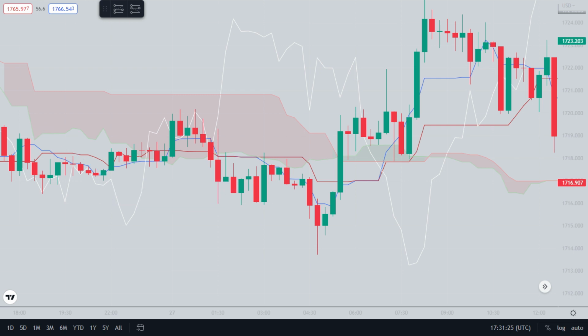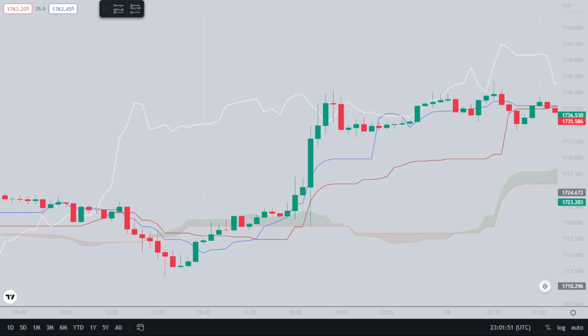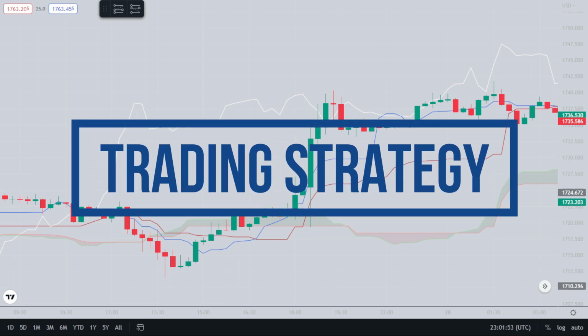The fifth and last indicator is the leading span B. This line forms the other boundary of the cloud, and is calculated by taking the midpoint between the highest high and the lowest low over the past 52 periods. And like the leading span A line, this is also plotted 26 periods ahead, and it's similar to a 50% Fibonacci retracement.